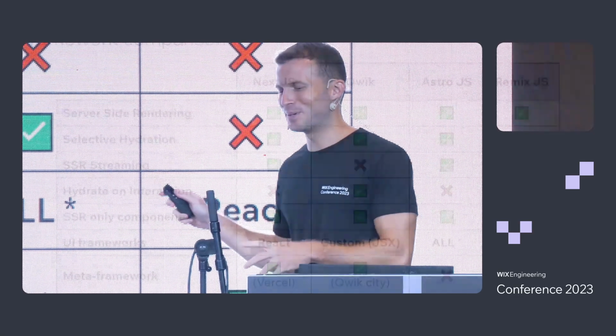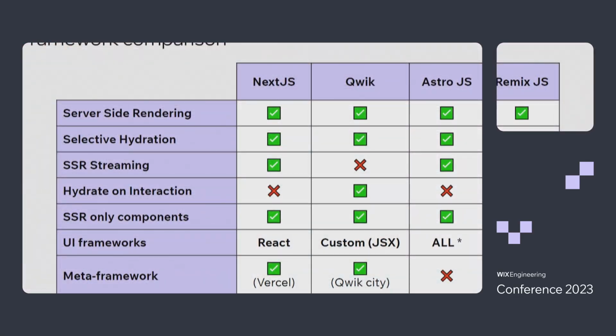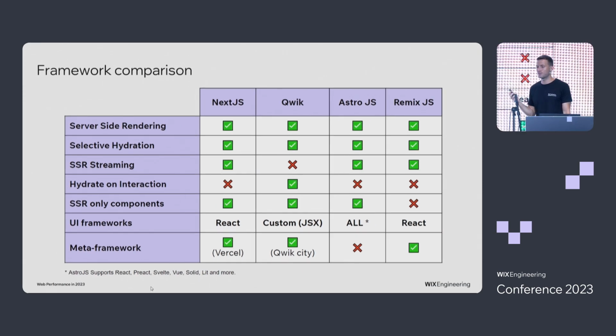This is a big table that demonstrates everything we talked about. We talked about server-side rendering and selective hydration, which all the frameworks are doing. Server-side streaming, almost all the frameworks are doing, except Qwik. I couldn't find a way to do streaming in Qwik. Maybe there is a way, I couldn't find it, and I'm sure they will implement functionality for this.